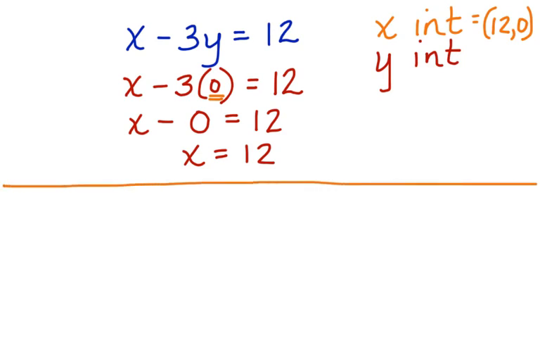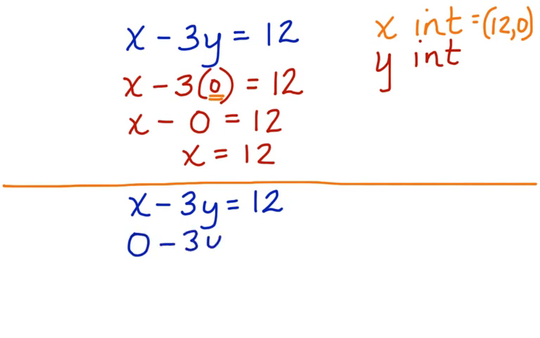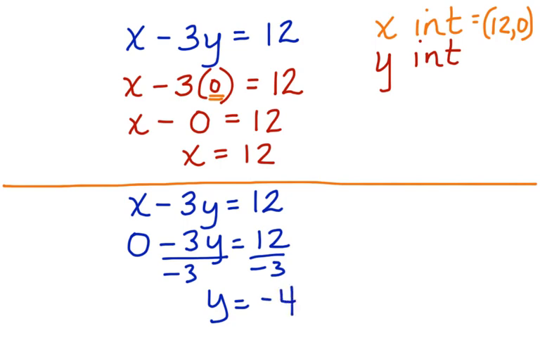Now let's draw a line. We can do the same thing and solve for the y-intercept. Let's look at it again. x minus 3y equals 12. This time, we know the x-intercept, so let's put 0 in for x. Minus 3y equals 12. Divide both sides by negative 3. y equals negative 4. So our y-intercept is (0, negative 4). Now we can graph the line.